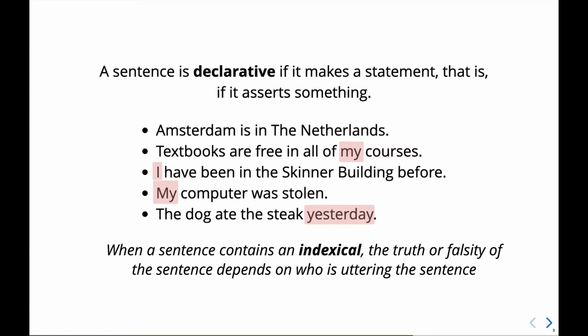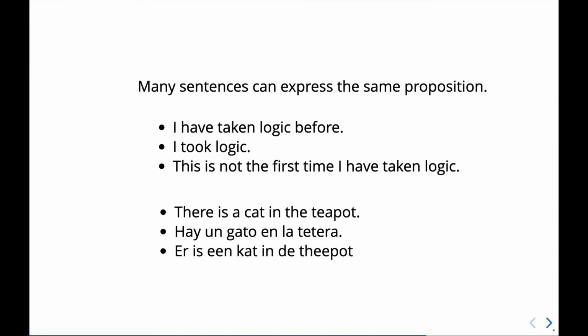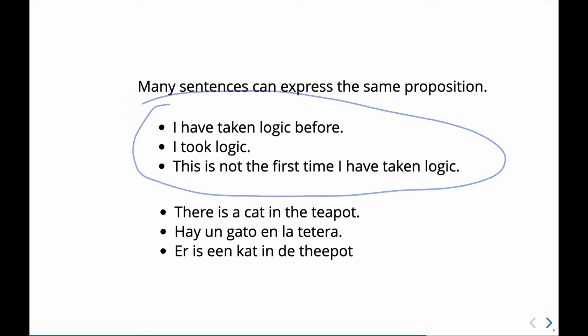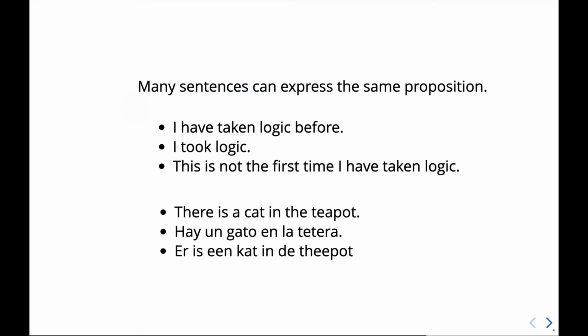Now here are a couple things about the relationship between propositions and sentences. So first of all, many sentences can express the same proposition. And this is a very familiar phenomenon. There's often many ways to say the same thing. So for example, these three declarative sentences, I have taken logic before, I took logic, this is not the first time I have taken logic, they all make the same claim. They all are expressing the same proposition. But there are three different ways. It's important to recognize that these are three different declarative sentences that are making the same claim.